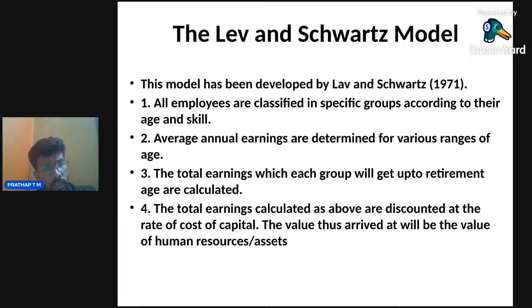The fourth step: the total earnings calculated as above are discounted at the rate of cost of capital. What costs are incurred on investing in their training or other kinds of cost? On that cost, what return on investment is the company expecting? Based on that, we determine the discounting factor. Using the discounting factor, we determine the present value of the total earnings of an employee to the organization. In this way, the Lev and Schwartz model suggests how a company has to determine the value of human resources.